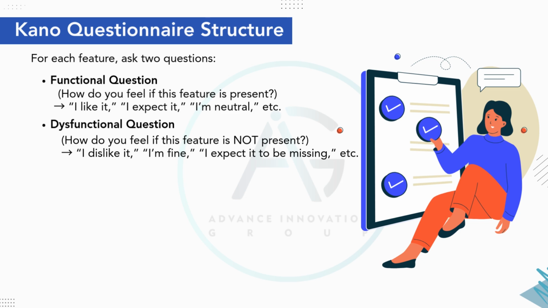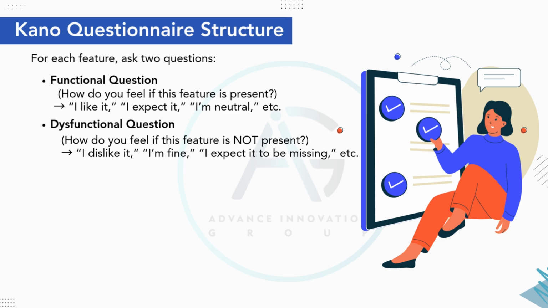This slide explains the basic structure of the Kano questionnaire. For each product feature, the Kano model suggests asking 2 questions. 1. Functional question: how do you feel if this feature is present? Possible answers include: I like it, I expect it, I'm neutral, etc. This helps us understand the positive perception of a feature.